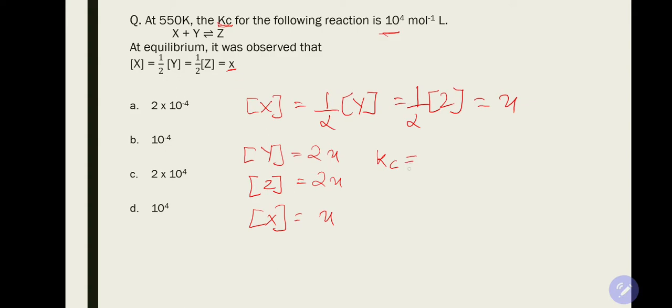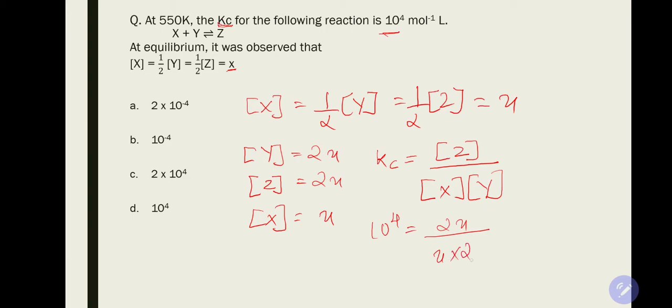Now substituting this in the chemical equilibrium. What is the equilibrium constant? We write the equilibrium constant as the concentration of the product upon the concentration of the reactants. Now what is the concentration of the product? That is Z, upon the concentration of the reactants, that is X and Y. Now substituting the values, 10 to the power 4 is equal to 2x upon x into 2x, right? So 2x gets cancelled. What is the x value? So the x value is nothing but 10 to the power minus 4, right? So the x value becomes 10 to the power minus 4, which is the correct answer.